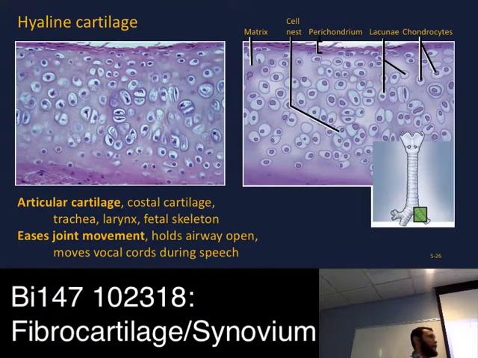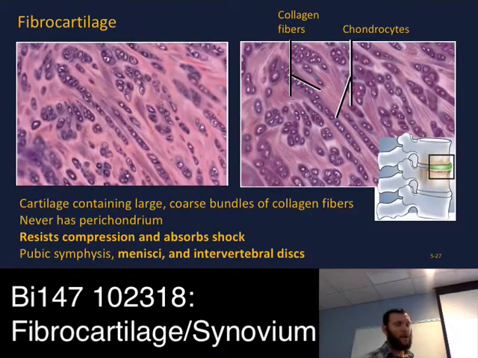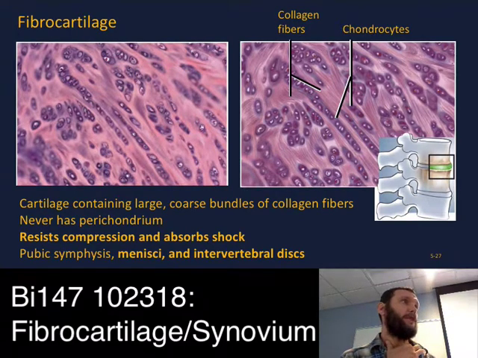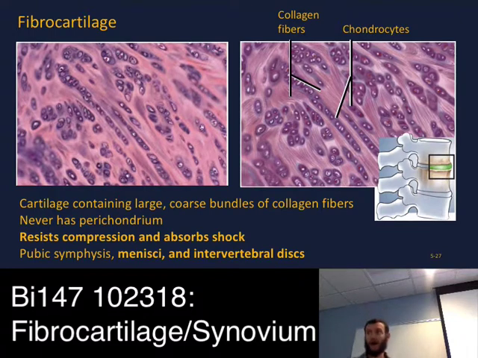We'll talk about hyaline cartilage in more detail when we get to joints. That's where it's really going to be. But I'm going to spend a little bit of time talking about fibrocartilage, and then I'm going to move from there into what's called synovium. And when I finish with synovium, hopefully at the end of the hour, I'll talk about the paper.